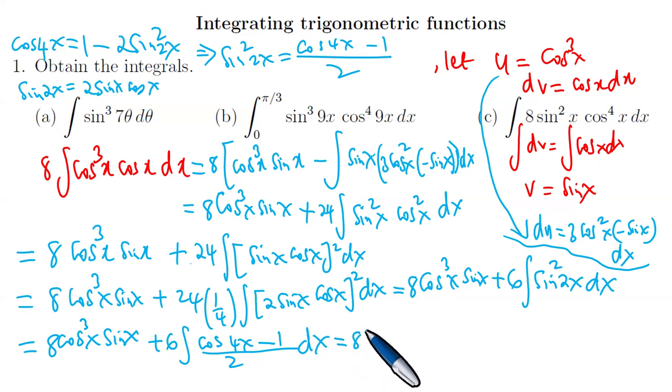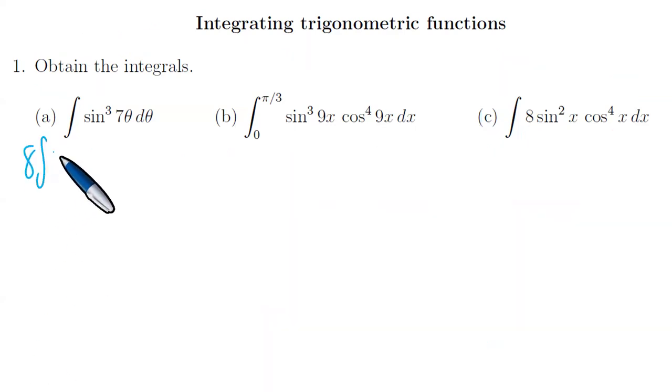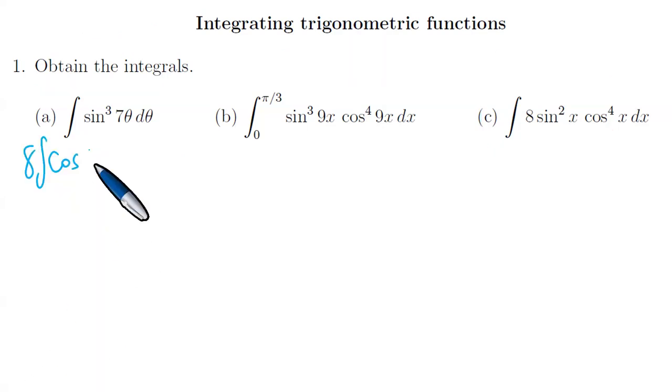Which is exactly 8 cosine cubed x, the sine of x. Now, the 6 divided by 2 is exactly a 3. The integral of cosine 4x minus 1 dx. Just like so. At this point, we already know that 8, the integral of cosine cubed x cosine x dx.